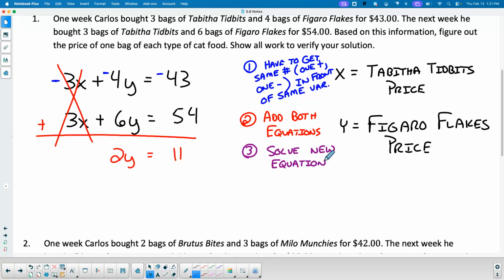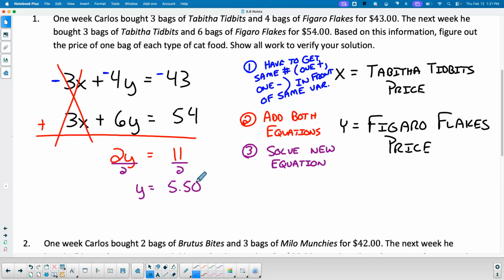How am I going to solve 2y equals 11? Divide both sides by 2? Okay. So what does y become then? 5.50. And why do I have to go 5.50? Because we're talking money. So we got to go 2 decimal points if we got a decimal point.